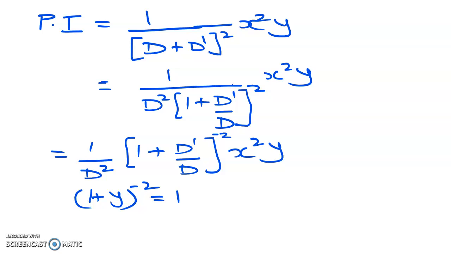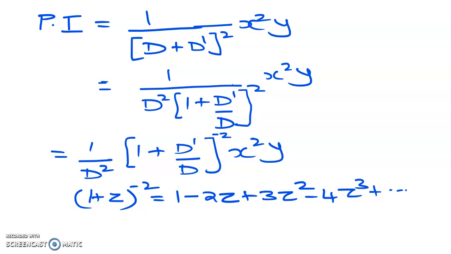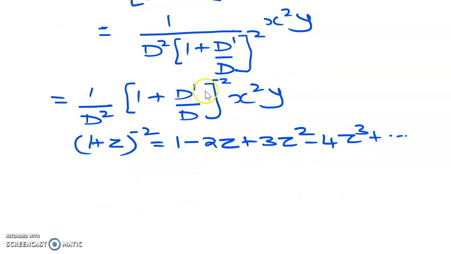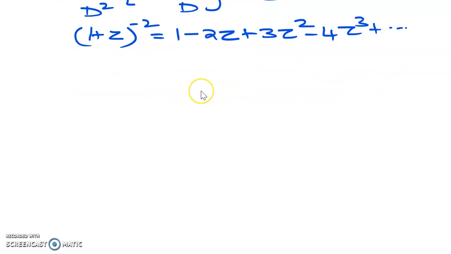Instead of y, I will use another variable: 1 plus z whole power minus 2. What is 1 plus z whole power minus 2? It is 1 minus 2z plus 3z squared, minus 4z cubed, and so on. It goes like that. This is the rule which you might have heard already.